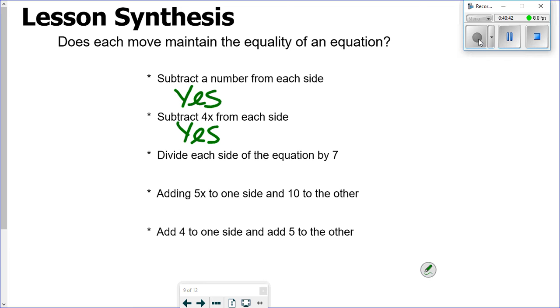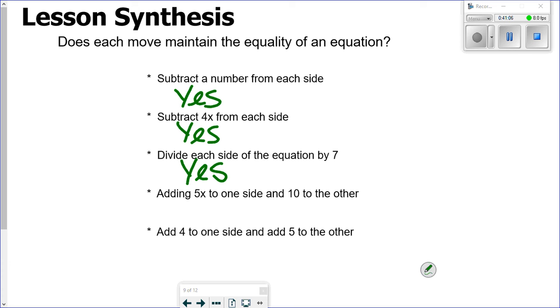And as I was saying, yes, if we subtract 4x from each side, we are maintaining equality on both sides of the equation. The next one asks, can we divide each side of the equation by 7? Again, yes, because if we are doing that same operation of dividing by 7 on both sides, we are maintaining equality and balance to our equation.